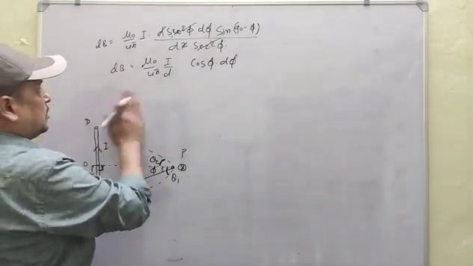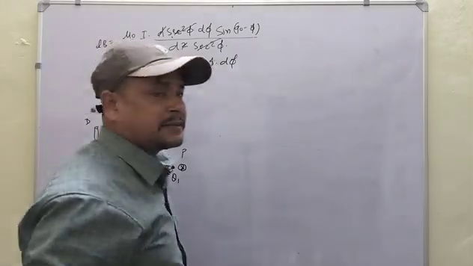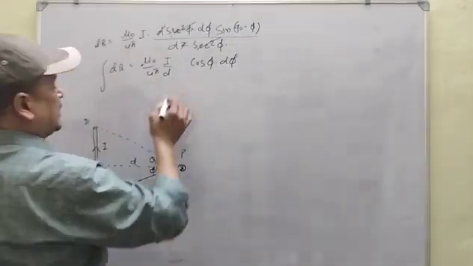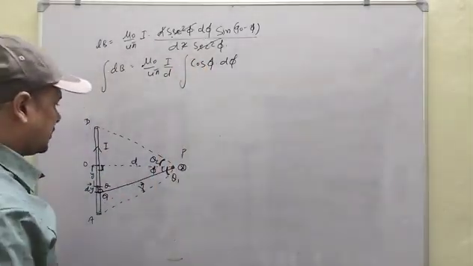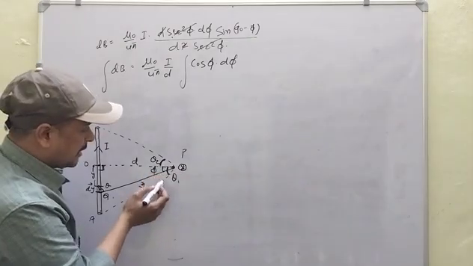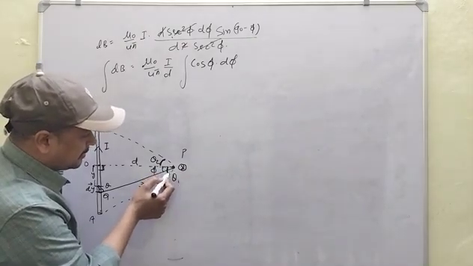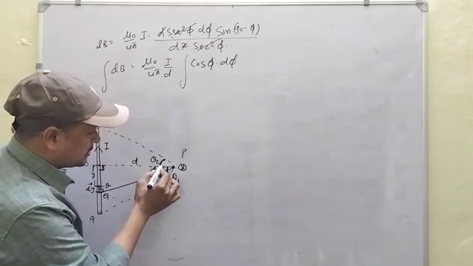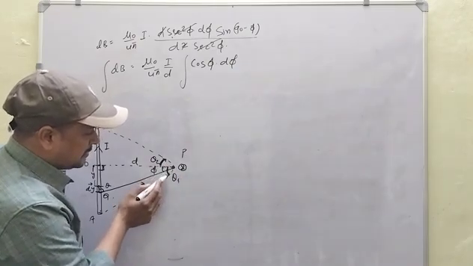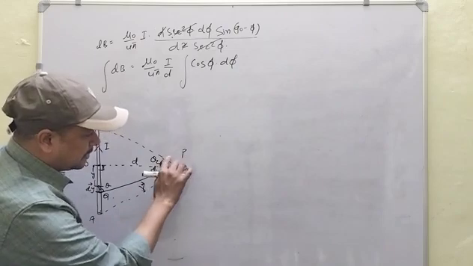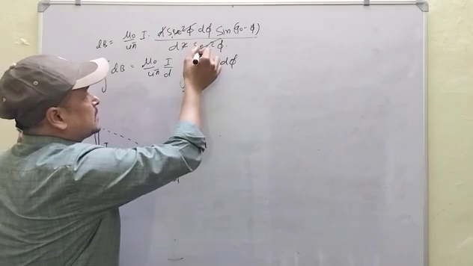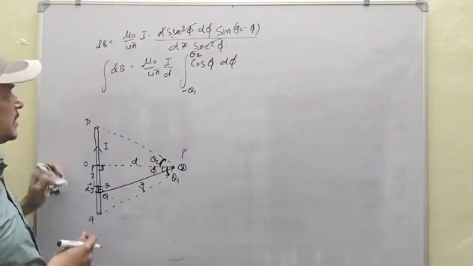So to find the total magnetic field, what to do? We should integrate this from A to B. Now look here. Just suppose this is the reference, and here we are taking theta 1 anticlockwise and theta 2 clockwise. So the limit will be from minus theta 1 to plus theta 2.